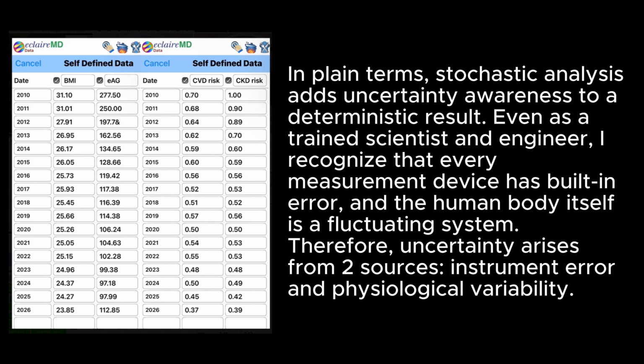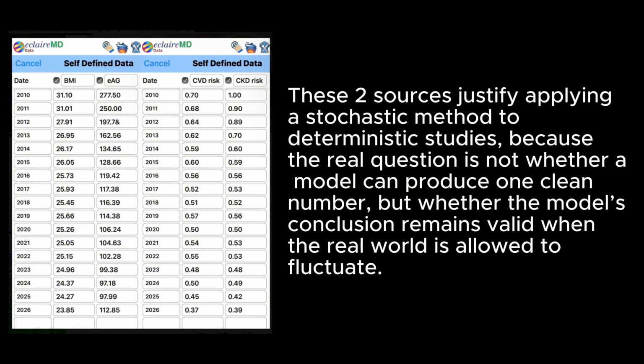Even as a trained scientist and engineer, I recognize that every measurement device has built-in error, and the human body itself is a fluctuating system. Therefore, uncertainty arises from two sources: instrument error and physiological variability. These two sources justify applying a stochastic method to deterministic studies, because the real question is not whether a model can produce one clean number, but whether the model's conclusion remains valid when the real world is allowed to fluctuate.